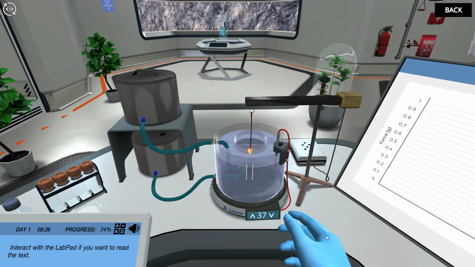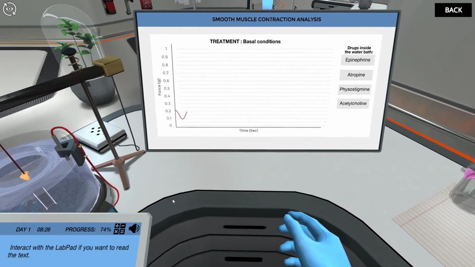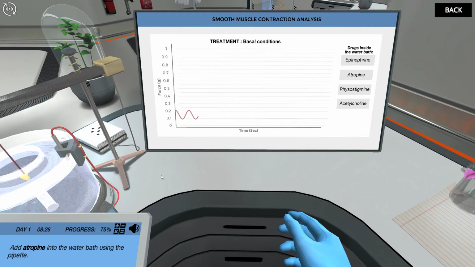The active compound of nightshade berry is called atropine. Let's see if this causes Julie's stomach ache. Add atropine into the water bath using the pipette.